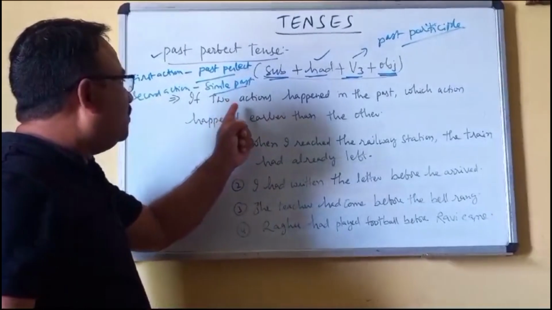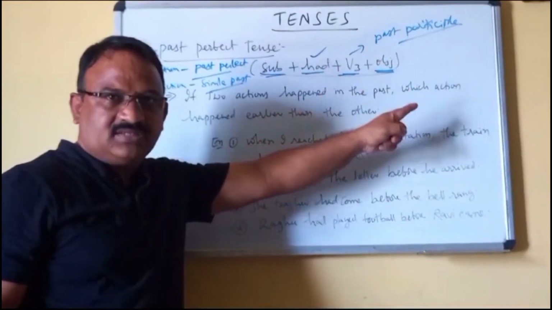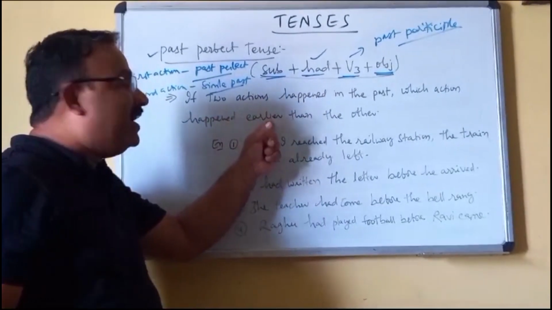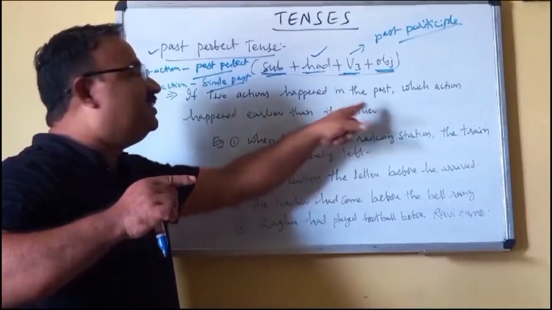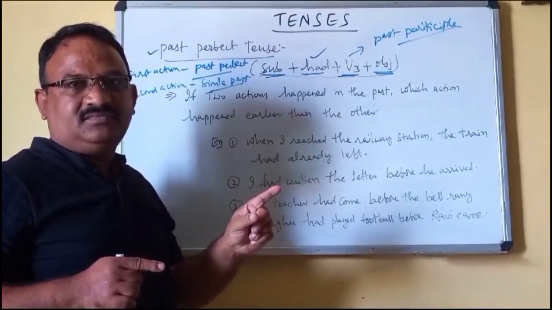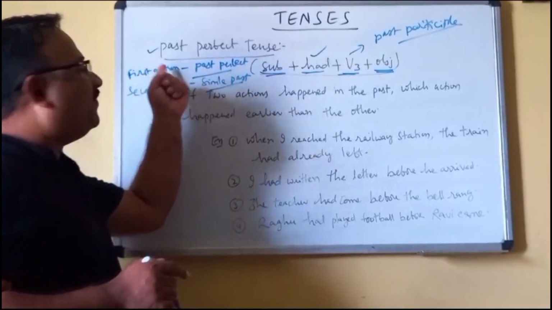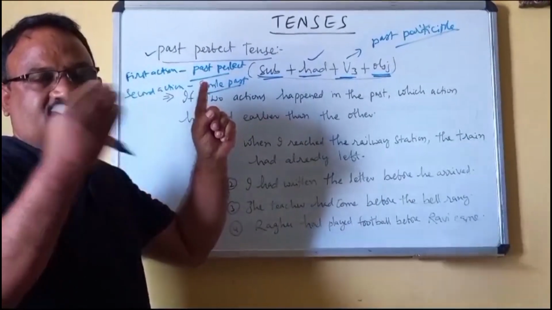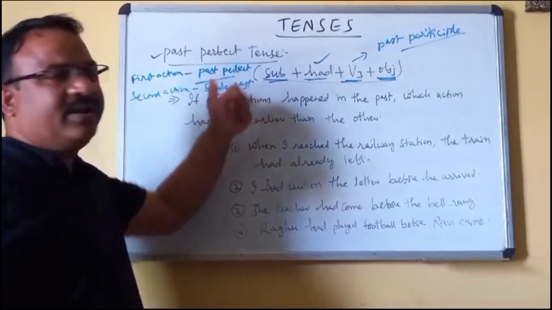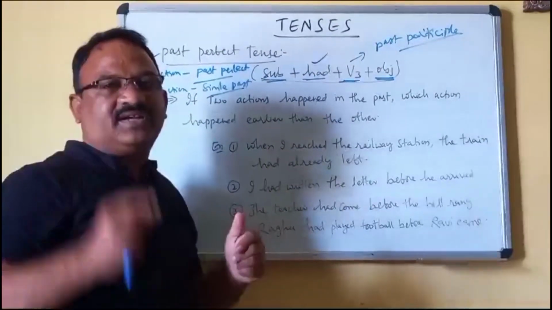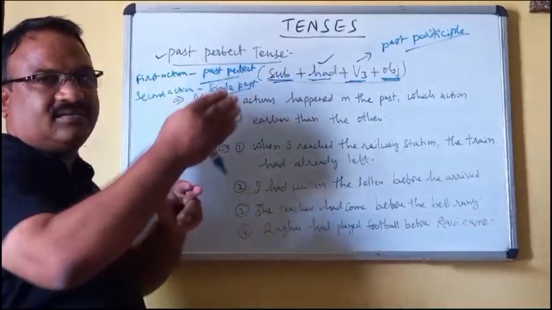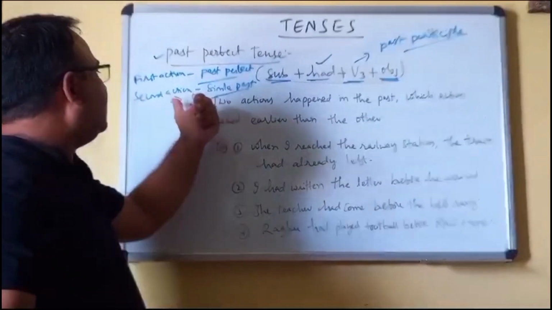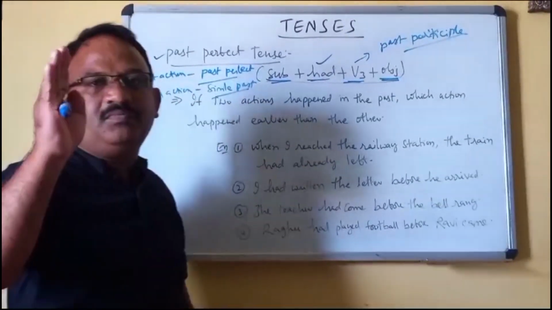Two actions happened in the past. Which action happened earlier than the other? Earlier than, that means the first action. Which one was completed first? That action should be in past perfect tense. The other, the second action, should be in simple past tense.